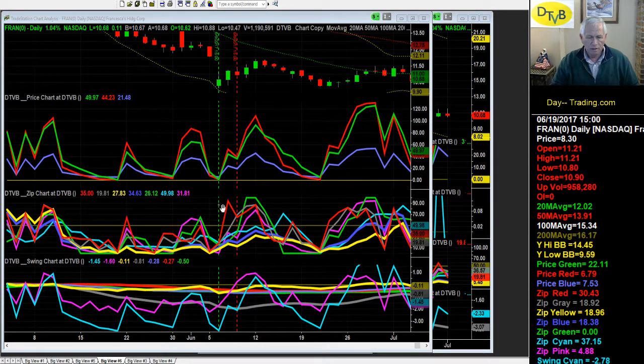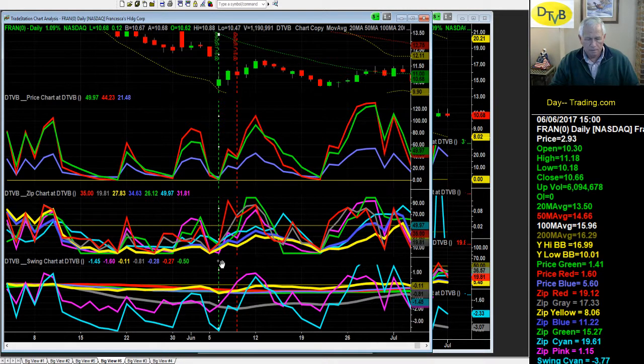Now, on the vertical green line we see here, we have a zip red, gray, blue, and yellow in a low angle up in divergence to the green, red, and blue in a low angle down on the price chart. And of course, zip pink has stuck its nose out underneath there. Most of you know that when you have zip pink lowest, it usually goes up. But when you have a nose out situation, that just increases the odds of it going up next day.